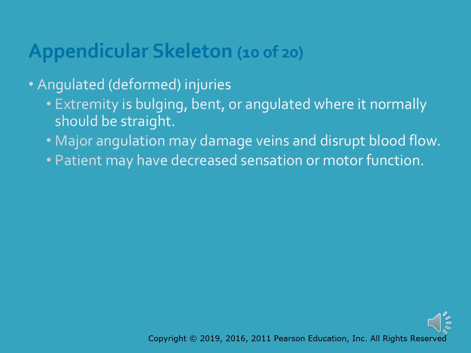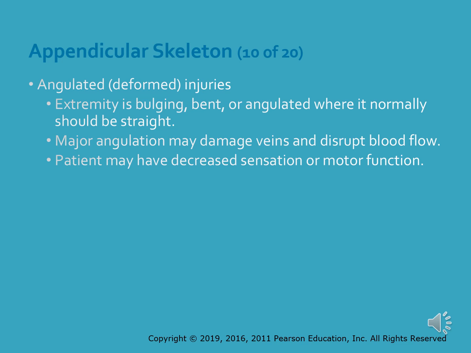A sign common of many serious bone injuries is angulation or deformity. So the angulated injuries occur when an extremity is bent where it normally should be straight. Such injuries may be slight, which means that the vessels and the nerves that serve that extremity will likely still be intact. In those cases, though, you will most likely be able to feel a distal pulse and the patient will have normal sensation, or they'll be able to feel or touch you. And motor function as well, so that's when they're able to move that limb.